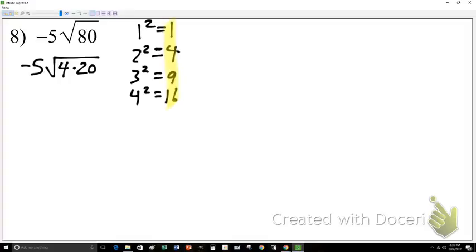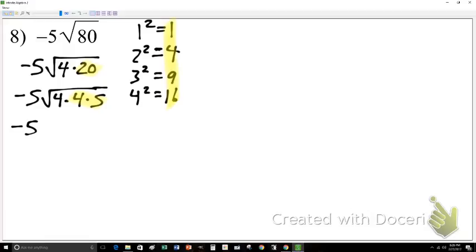Okay. Now, can we factor a perfect square out of 20? Yes, we can. We go down our list again, and 4 can be factored out of 20. Okay. So we can turn 20 into 4 times 5. And so we broke up 20 into 4 times 5 there, and now we can just take the square root of each of our numbers that are underneath the radical.